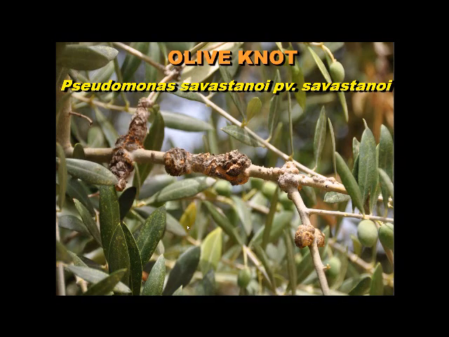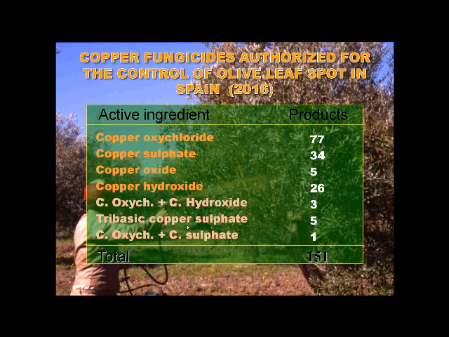Another disease, well known from ancient times, is olive knot caused by the bacteria Pseudomonas savastanoi, whose main symptoms are the tumors produced in the branches and other affected organs. All these diseases have in common that traditionally they have been controlled with the use of copper fungicides.